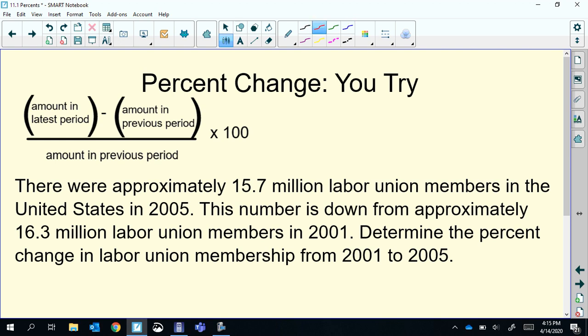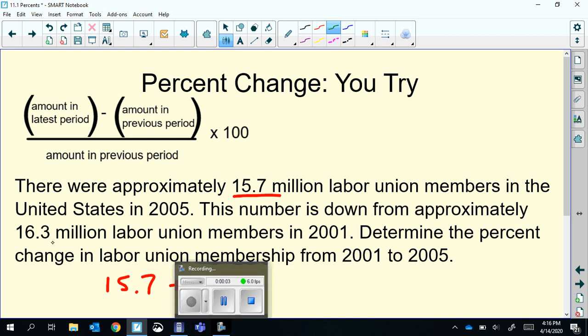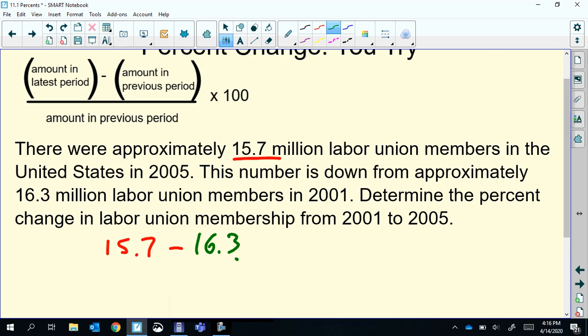All right, same idea here. The approximately 15.7 million labor union members in 2005. This number is down from approximately 16.3 million in 2001. Determine the percent change from those 2 years. So remember, we do the most recent first, which would be 15.7, and we subtract the older number, which was 16.3, and then we also divide by that older number, that 16.3.